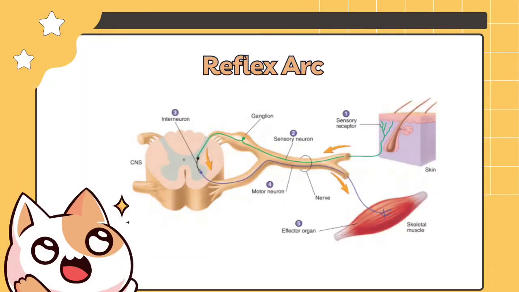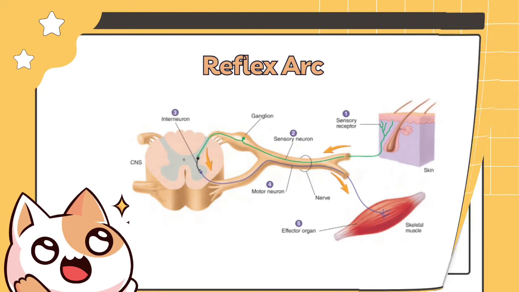In this illustration, you can see the parts of a reflex arc, which are labeled in the order in which the action potential passes through them. The 5 components are the following. Number 1 is the sensory receptor. 2 is the sensory neuron. 3 is the interneuron. 4 is the motor neuron. And 5 is the effector organ. Simple reflex arcs have only 4 components because the reflex does not involve interneurons.